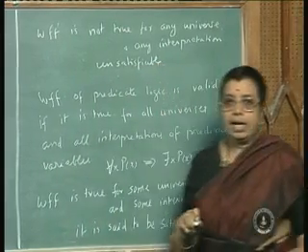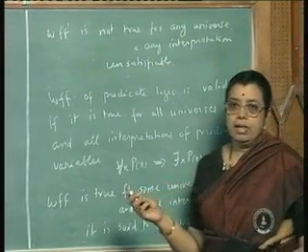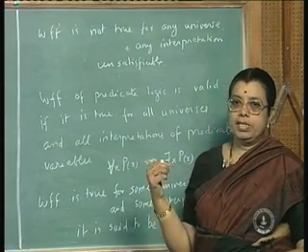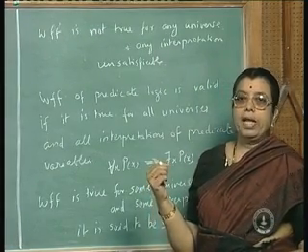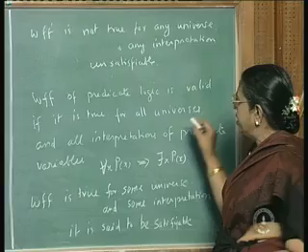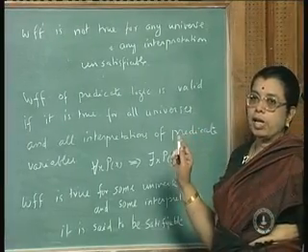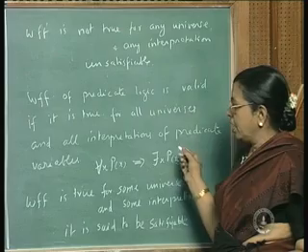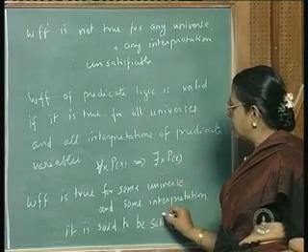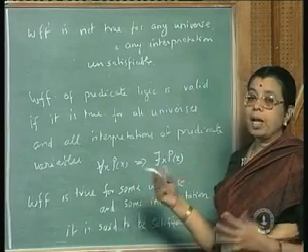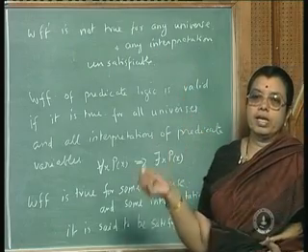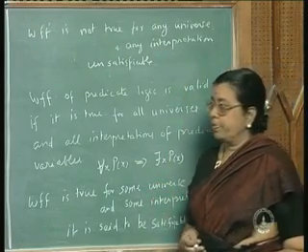So, in predicate logic you have valid expressions, you have satisfiable expressions, and you have unsatisfiable expressions. They correspond to tautologies in propositional logic. Valid corresponds to tautology in propositional logic. This corresponds to a contingency. Sometimes it is true, sometimes it is false, and this corresponds to a contradiction in propositional logic.